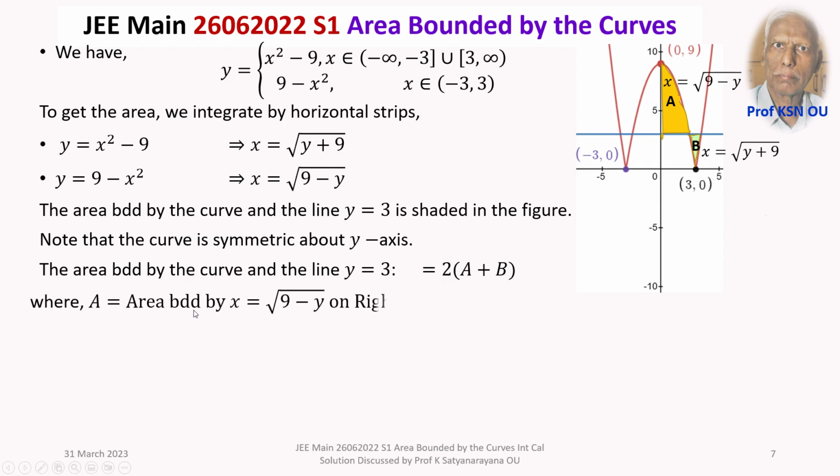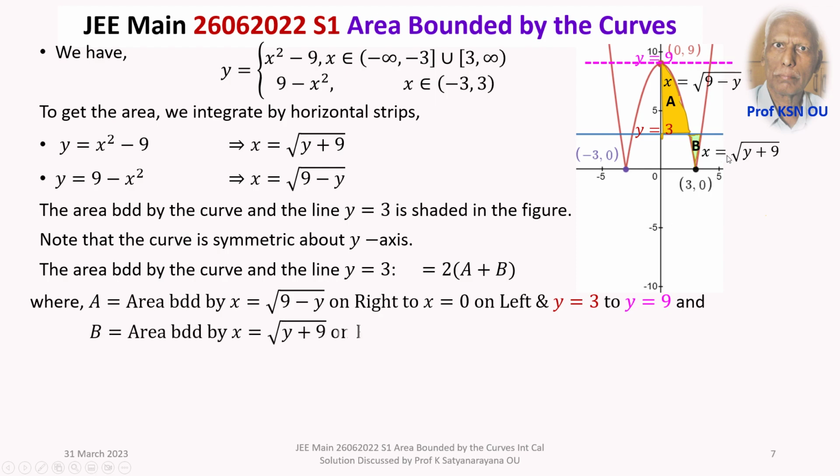Where A is the area bounded by x is equal to under the square root of 9 minus y on the right, and x is equal to 0, that is the y-axis, on the left, to be integrated from y is equal to 3 to y is equal to 9. That's A. B is the area bounded by the curve x is equal to under the square root of y plus 9 on the right, and on the left x is equal to root of 9 minus y, to be integrated from y is equal to 0 to y is equal to 3.